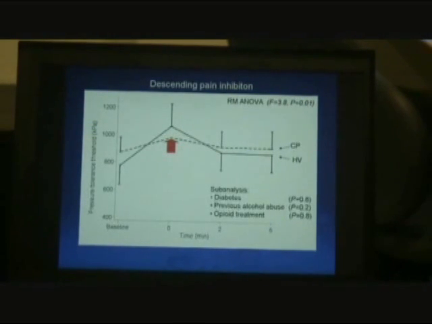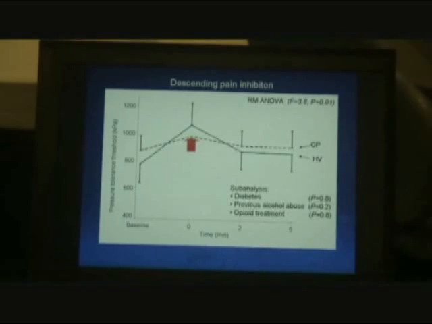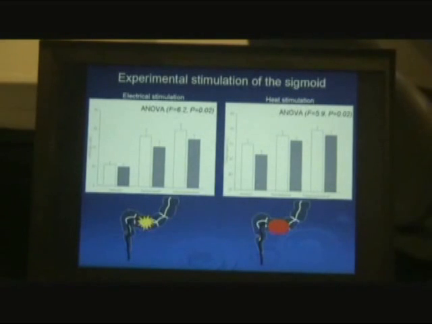Also, when considering potential confounding factors such as diabetes, previous alcohol abuse, and opioid treatment, the difference between the groups remained stable and there were no effect modifications from these parameters. So this finding represents a loss of descending inhibitory capacity in patients suffering from pain due to chronic pancreatitis. Furthermore, as a consequence of this loss of inhibitory capacity, we found that the patients were hypersensitive to electrical and thermal stimulation of the sigmoid, which means that they have a sort of generalized hypersensitivity of their gastrointestinal organs.